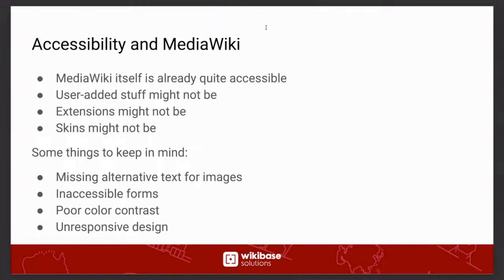There are also inaccessible forms, such as forms that use weird labeling. Poor color contrast is also often going wrong. Or design that is not responsive, so that means that it doesn't work on smaller or different screen sizes. So if you're developing an extension, you should keep this in mind, but also if you're just adding some wikitext to a wiki.